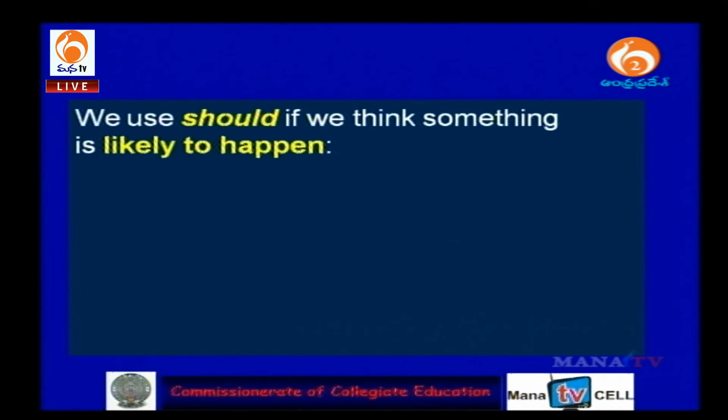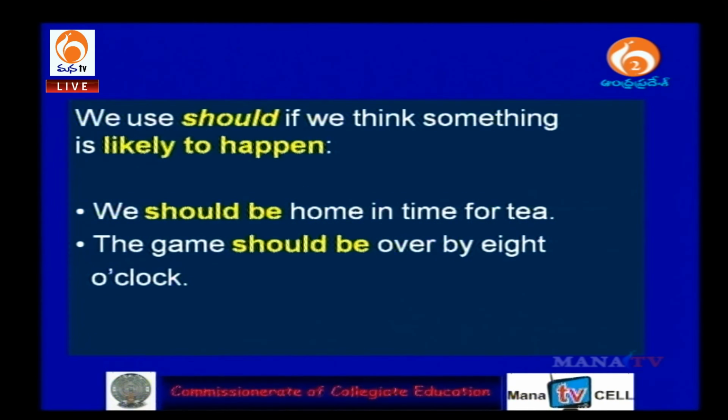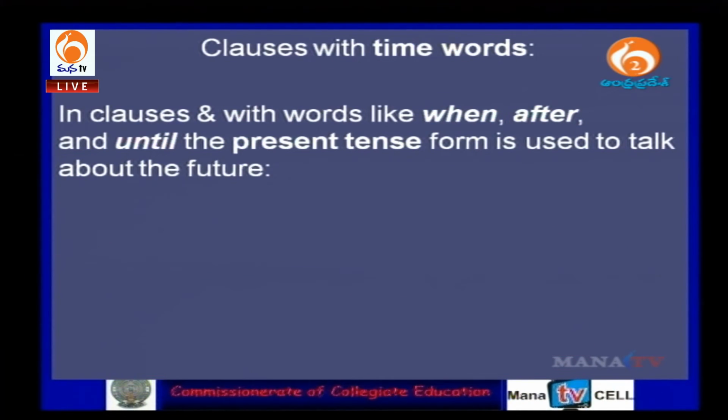Next one. If I use should as an auxiliary plus V1, it indicates an action that is likely to happen, that is possibly to happen. Look at the example. He should be at home in time for tea. Similarly, the game should be over by 8 o'clock. So here the use of should indicates another future action where I haven't used will or shall as a combination of a verb.